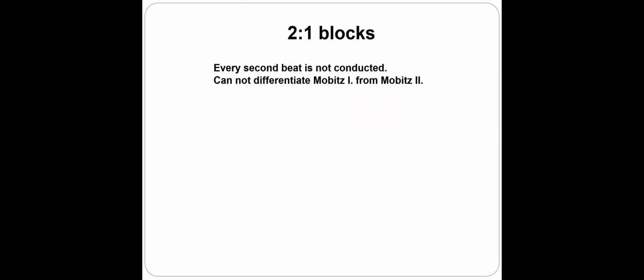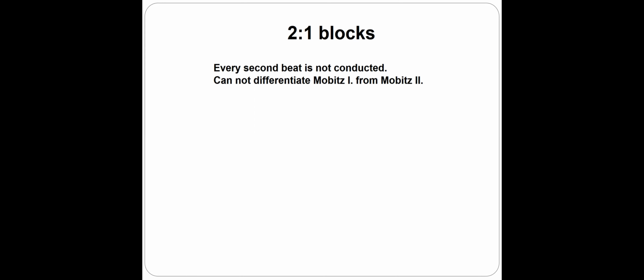Next one, these 2-to-1 blocks. Now, why is it important, these 2-to-1 blocks? Because 2-to-1 block is the highest second degree, because we have only one dropped beat between two conducted ones. However, this can be Mobitz type 1 or Mobitz type 2, but we cannot differentiate because the last conducted and the first conducted distance, or the time, is the same.